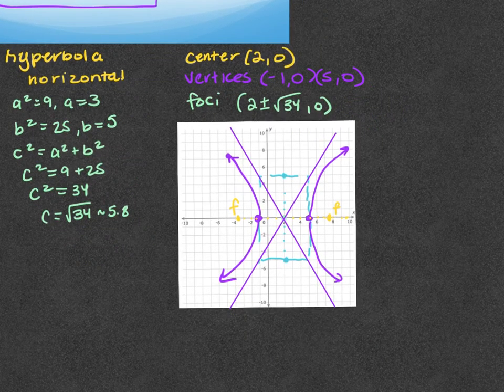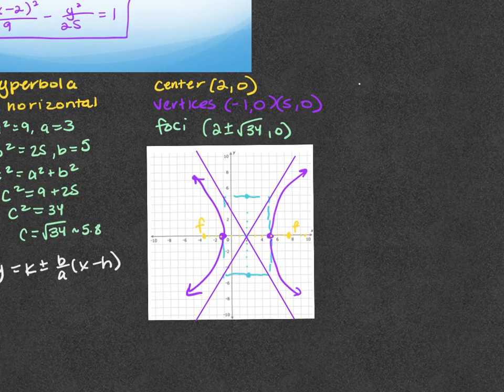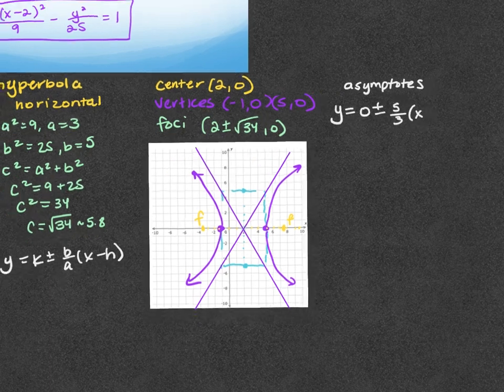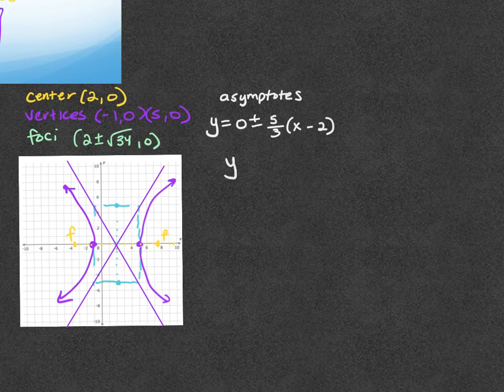And then the last thing we have to find is the asymptotes. This is a horizontal, so it's b over a. So it'd be y equals the k is 0, plus and minus the b was 5, the a is 3, x minus h is 2. And you can leave the 0 there, I won't mark it wrong, but you don't need the 0. You can simplify it to that.